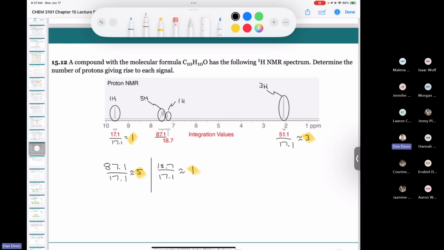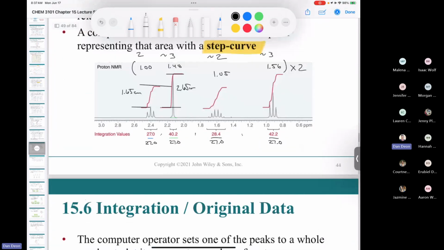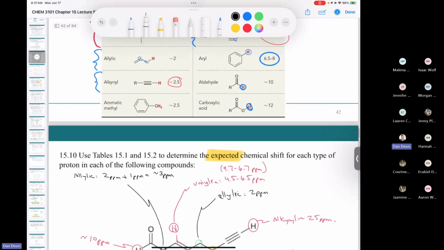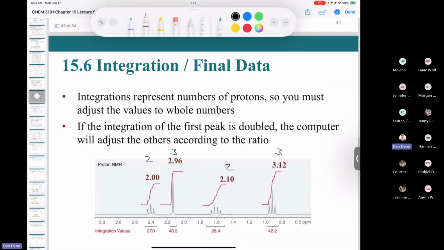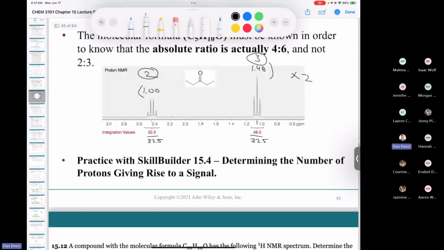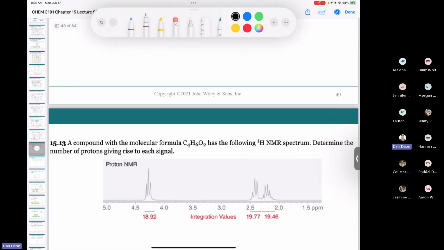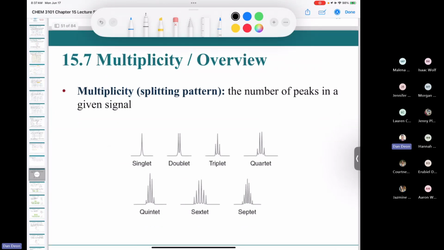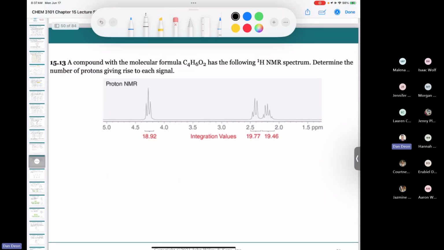And we're not done with the concept of integration. Going back a couple of slides, I told you we were going to cover integration, chemical shift, and then the last concept with respect to information on our NMR spectrum is going to be multiplicity. But before we do that, I want to take a look at this one here.